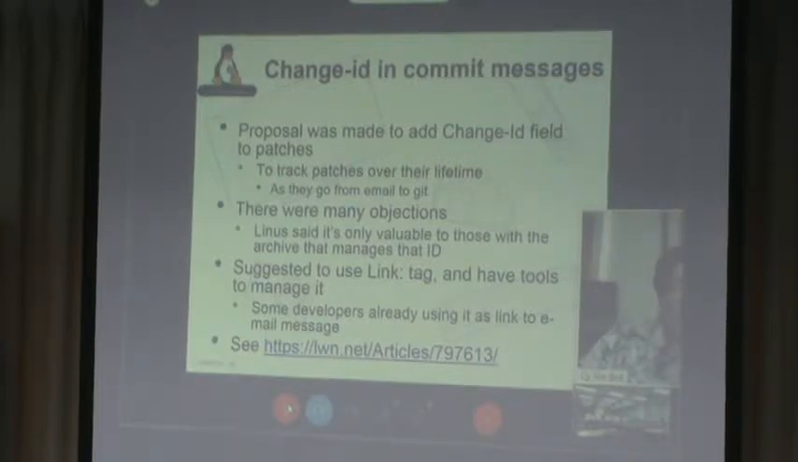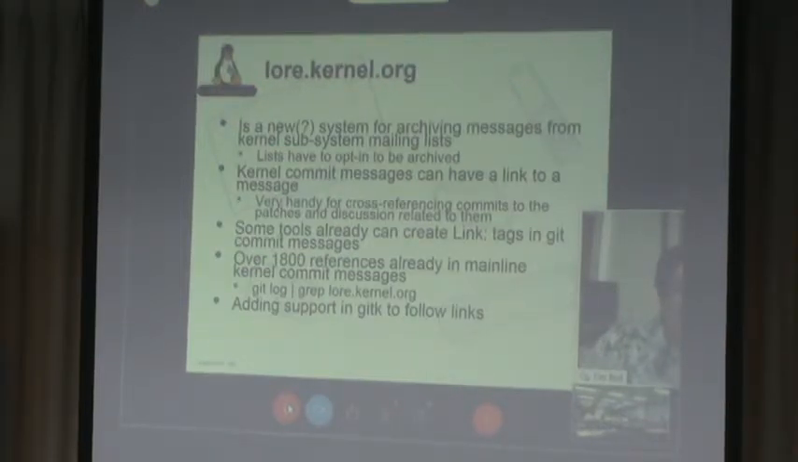There's a whole article about that thread. So this is an interesting thing. But the thing that I learned from this, that I guess I should have known beforehand, is there is a system for archiving messages from kernel subsystem mailing lists, making sure that they all have unique message IDs. Each list, and this is not just for LKML, it's for any subsystem mailing list, can request to be added to the list of archived messages. And so a kernel commit message can have a link to a mailing list message very easily. This is a very handy cross-reference from the commits back to the patches in email form, and then you can go back and see the discussions related to them.